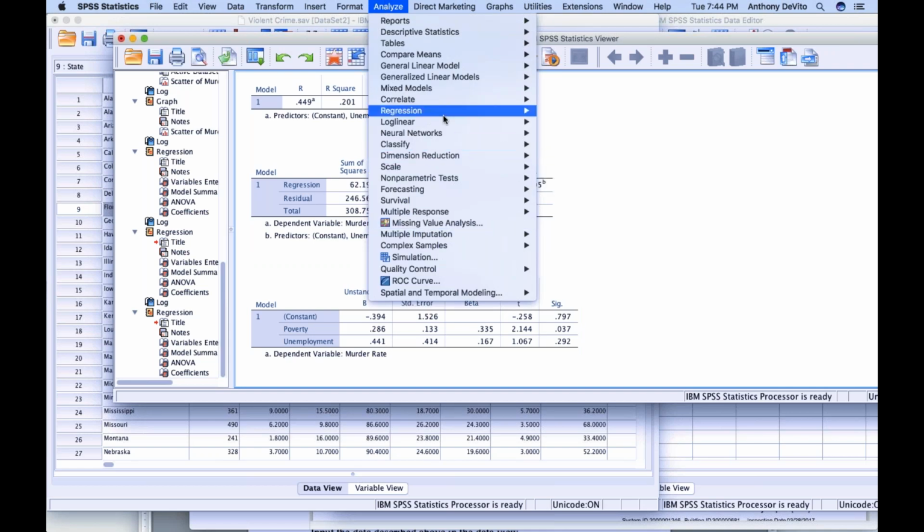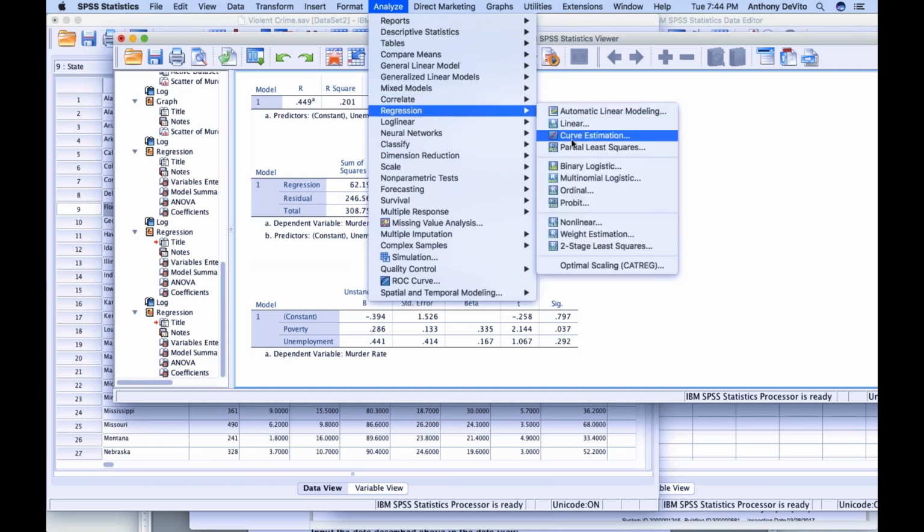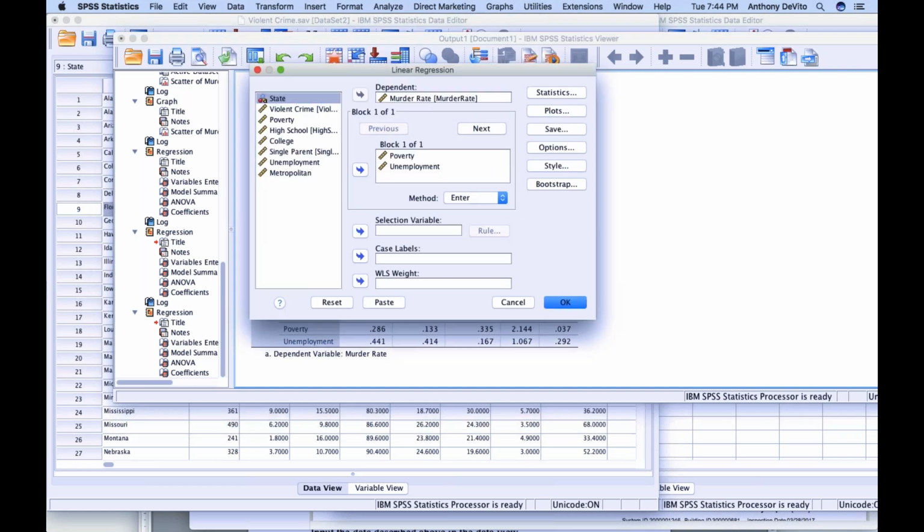Analyze, correlation, regression, linear. Okay, let's try a couple of things that are not so direct. Which was better here? Poverty was a better predictor, right? Okay, so let's try single parent households. Percentage of single parent households.